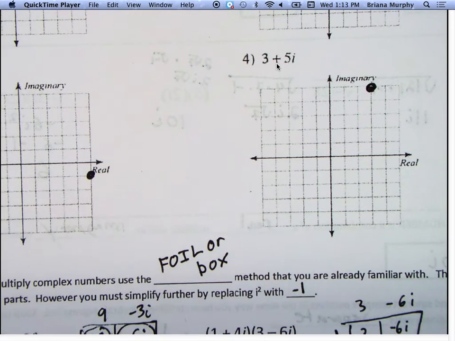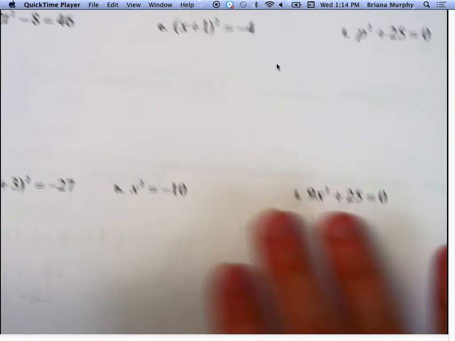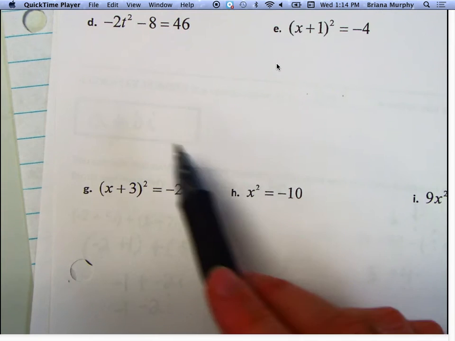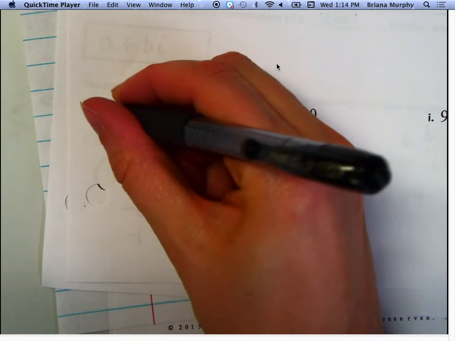Okay. I want you to flip this over. We're going to do G on the back, and then I'm going to do one more problem from your homework. Okay. Right here. How am I going to get rid of a squared? Okay.